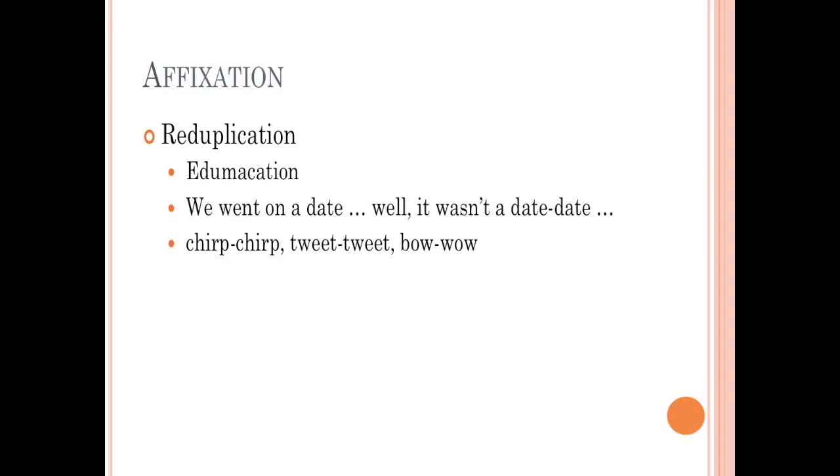We do sometimes reduplicate in another way. For example, the sentence, "We went on a date, but it wasn't a date." This is a kind of reduplication. So there's a date, and there's a date, and then there's a date which is essentially a date and involves all the things that a date is. So a date and a date.